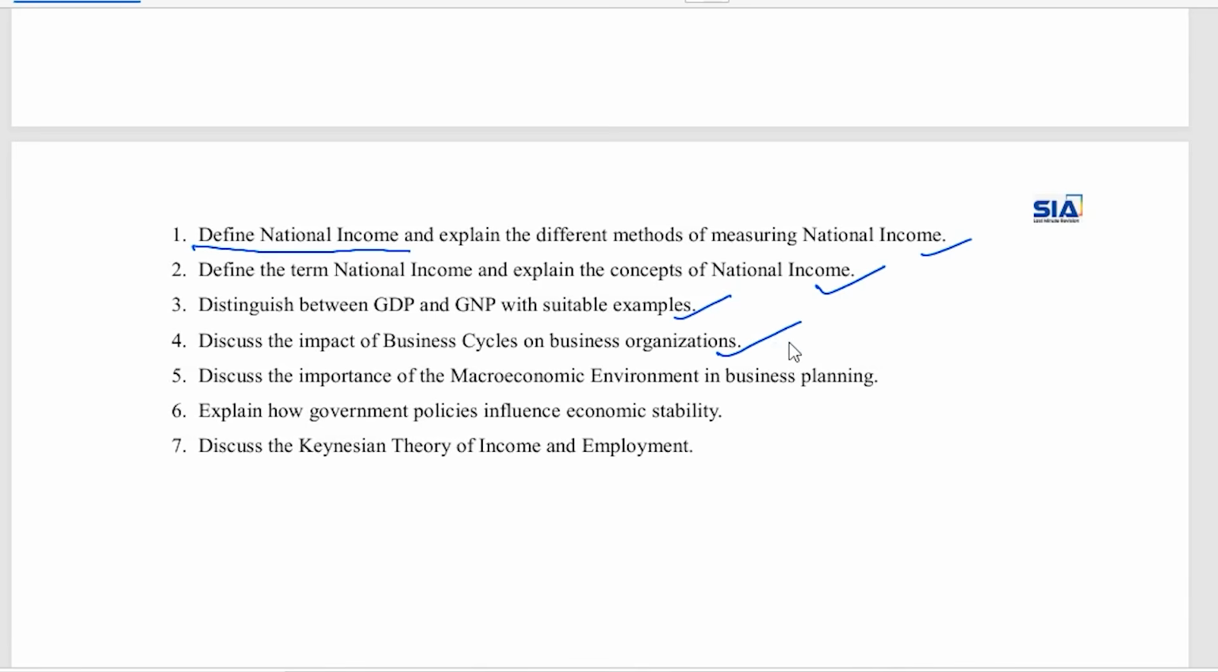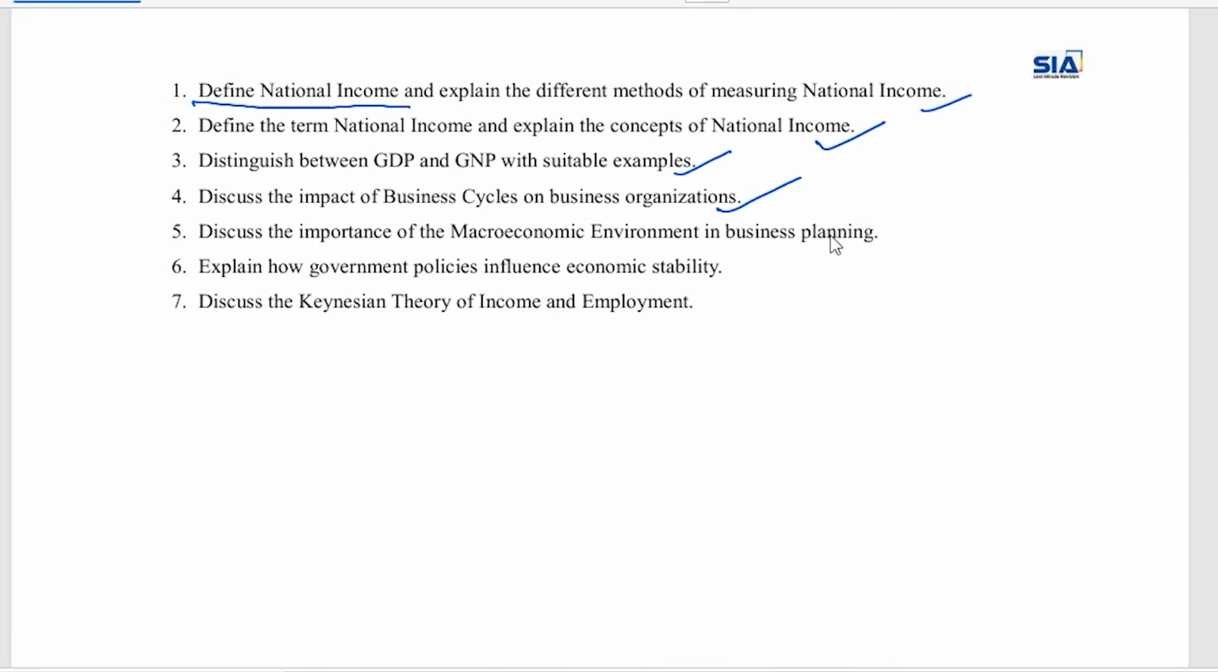Discuss the impact of business cycles on business organization. This question is very important. Impact of business cycles on business organizations. Discuss the importance of macroeconomic environment in business planning. Explain how government policies influence economic stability. This question is also very important in Unit 5 Part B.